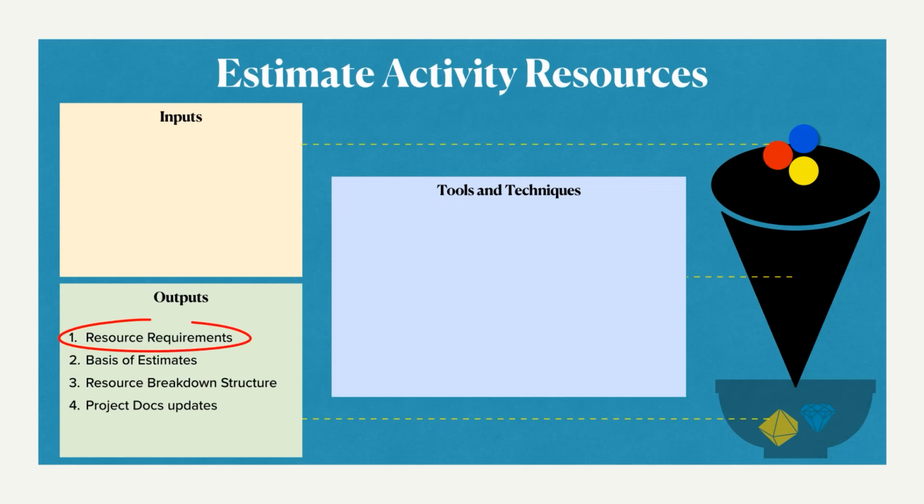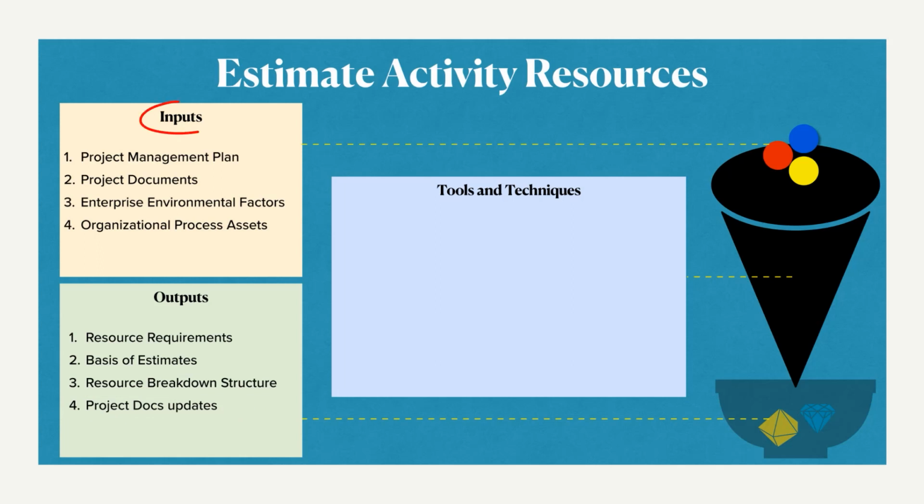The resource requirements, finalized basis of estimates, just the justification of why the resources are required there, and resource breakdown structure. Similar to the WBS we learned. So here the resources are broken down, not exactly, but the hierarchy is given. So project documents get updated. What documents can be updated here? The activity attributes can be updated. Assumptions log can be updated. Lessons learned can be updated.